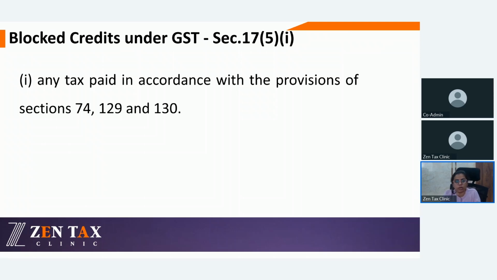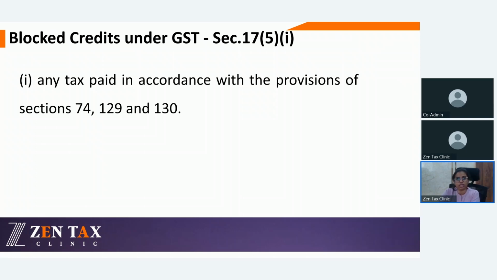For this, I can give an example. If you receive a notice under 74 telling you that RCM liability is not paid, and you pay the RCM on that, generally we take the stand that if RCM liability is paid, we can take a credit on it. But if you have received a notice under section 74 and paid the RCM liability, you cannot take credit because it is blocked in 17(5)(i). So if any tax is paid under 74, 129 and 130, the ITC is clearly ineligible, and you will not be able to avail it.